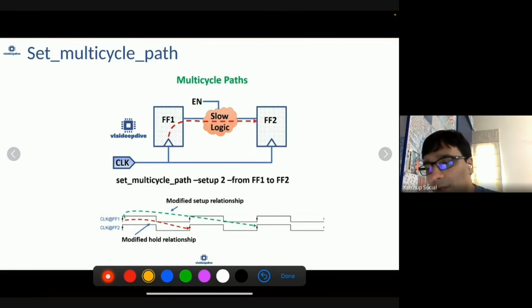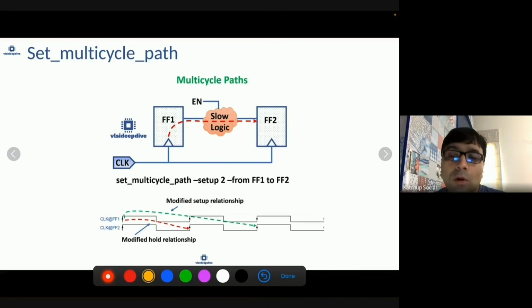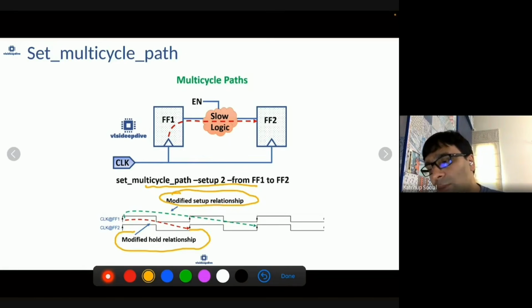When you modify the setup check, the hold check is also modified automatically. Why is the hold check modified? If you remember our hold checking rules, data launched at the current edge should not be captured at the previous edge, and data launched by the next launch edge should not be captured by the current capture edge. If your launch and capture edges are changing, your setup relationship is modified, but the hold relationship, because it is dependent upon setup, is automatically modified.